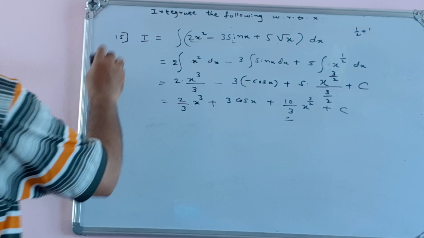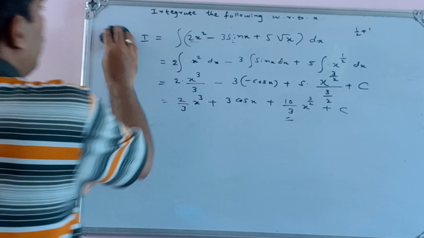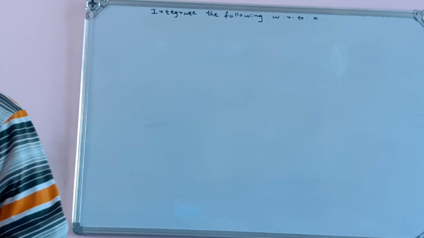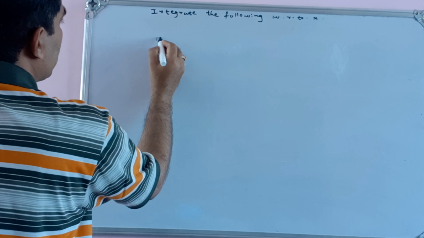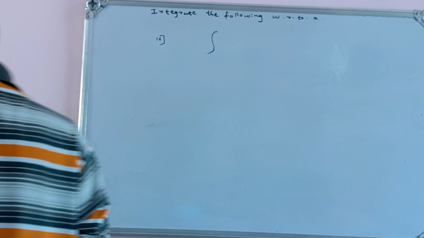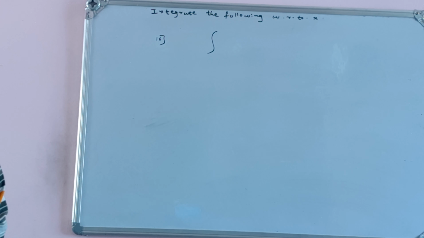Then let me go for the 16th one. So that 16th is, okay, integration of secant x into secant x plus tan x with respect to x. Okay, observe this problem. So integrate this with respect to x. So let us call this as I.